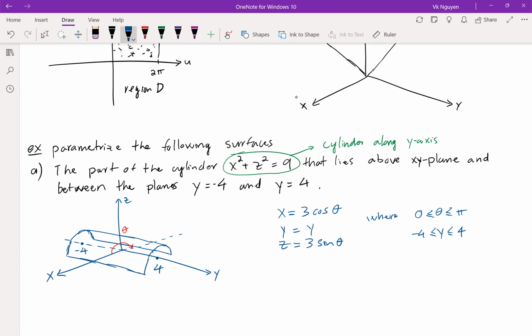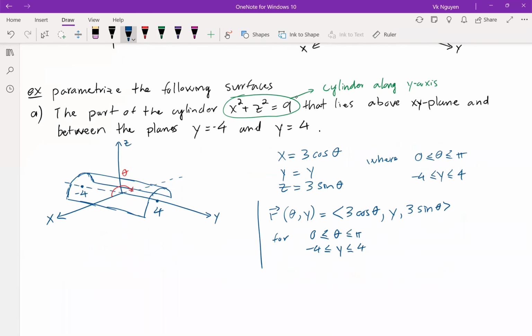Okay, this looks good, but then you have to use the vector function because you parametrize the surface. So r of theta, y is equal to 3 cosine theta, y, 3 sine theta, for 0 less than or equal to theta less than or equal to pi, -4 less than or equal to y less than or equal to 4, and this vector function does the parametrization. It parameterizes this surface.